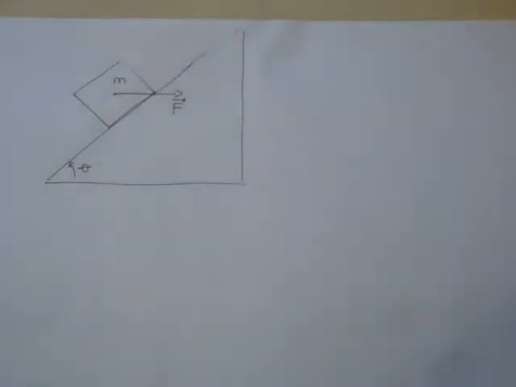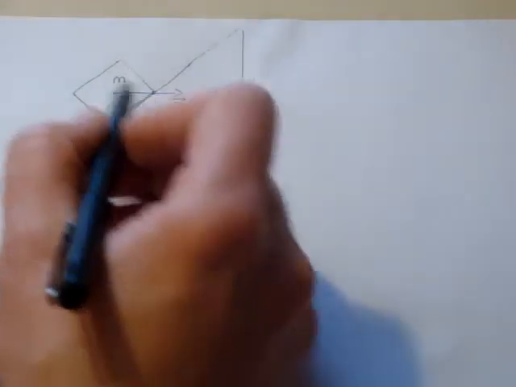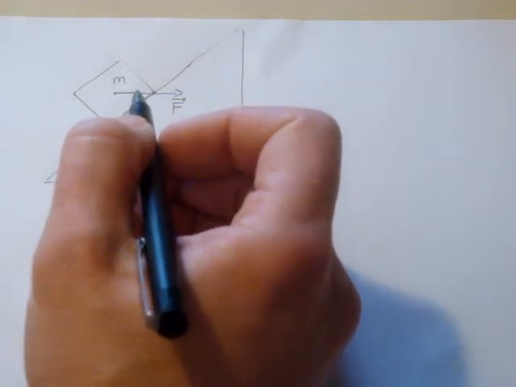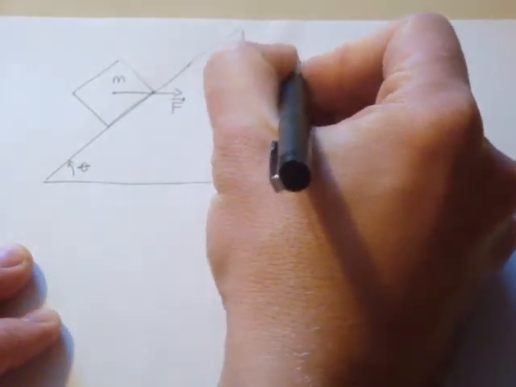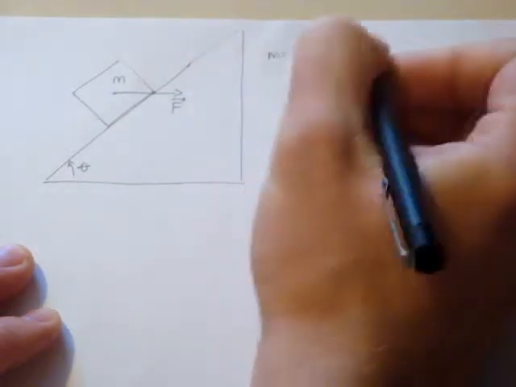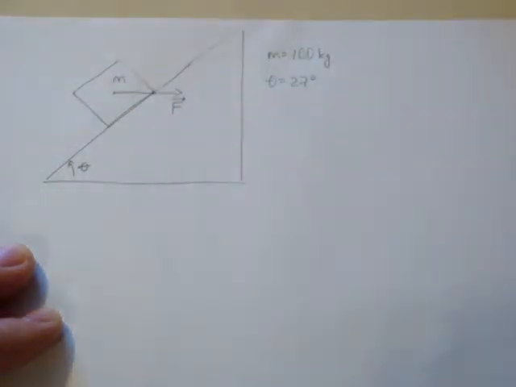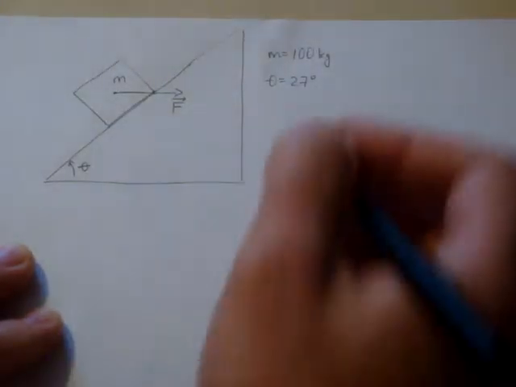So this is problem number 34 from your textbook. It describes pushing a crate up a frictionless ramp at an angle of 27 degrees with a horizontal force of F. So we know what our mass of this particular crate is. Ours happens to be 100 kilograms, and the angle at which it's going up the ramp is equal to 27 degrees. It asks us to determine the magnitude of F.